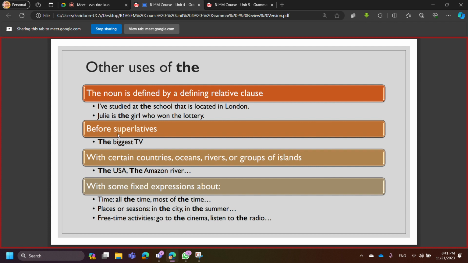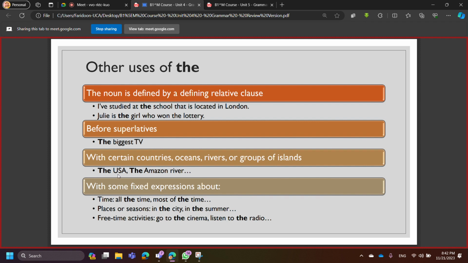We can also use the before superlatives like the biggest TV, the tallest man, the most beautiful singer, different ones. Or we can also use it with certain countries, oceans, rivers, or groups of islands. For instance, the USA. Some countries use it, of course, not all of them. Some of them, like the USA, the UK, the Republic of China, different ways, of course. But as a good rule of thumb, if the name of the country is a bit longer, mostly we're using the there. Okay?